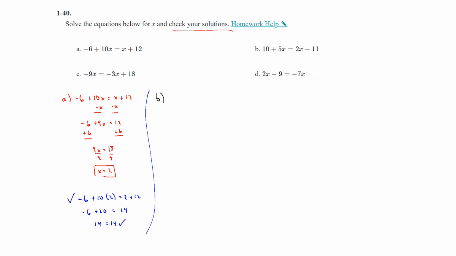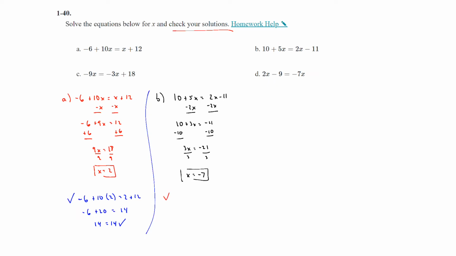So on to B. 10 plus 5x is equal to 2x minus 11. I'm going to go ahead and subtract 2x from both sides. That's 10 plus 3x is equal to negative 11. I'm going to subtract 10. So every time you're seeing that we're getting the variable term on one side and the constant on the other. And then we'll undo that last step by multiplication or division and get x equals negative 7.